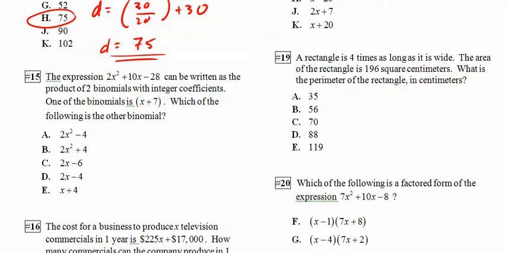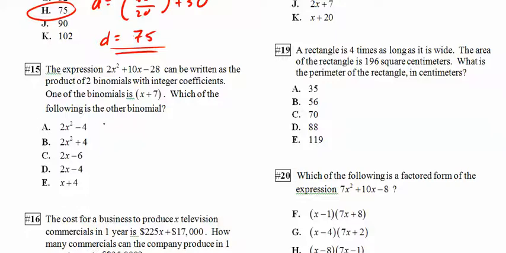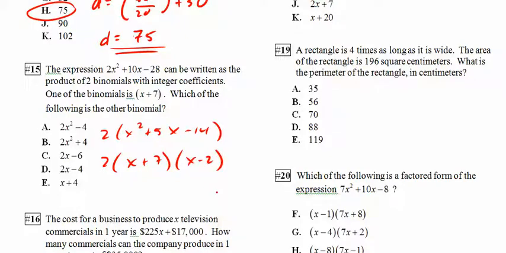This expression can be written as a product of two binomials with integer coefficients. One is x plus 7. Well, this one I'm just going to pull apart: 2x squared plus 5x minus 14, because that's a lot easier to factor. And if I know x plus 7 is one, it becomes really easy. X minus 2 has to be the other.